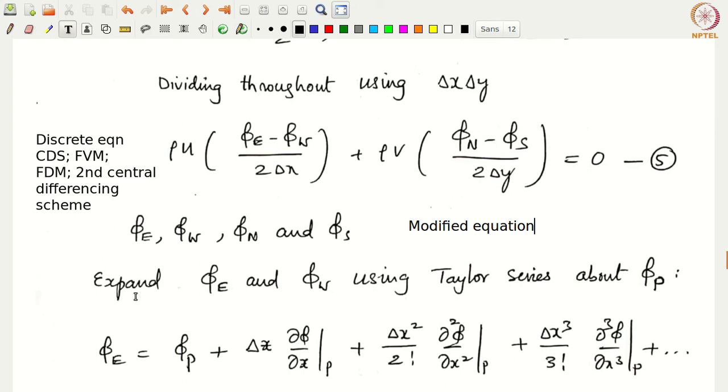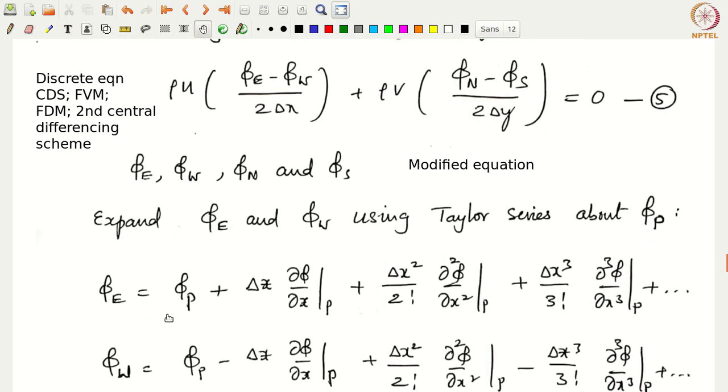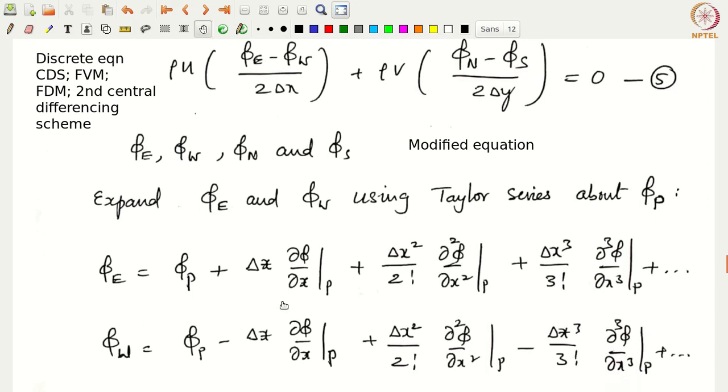So what is phi capital E? Phi E is at delta x from phi p. So phi E equals phi p plus delta x times partial phi partial x plus delta x square by 2 factorial partial square phi by partial x square plus delta x cube by 3 factorial partial cube phi by partial x cube, and so on. Similarly, phi W would be equal to phi p minus delta x times partial phi partial x plus delta x square by 2 factorial partial square phi by partial x square minus delta x cube by 3 factorial partial cube phi by partial x cube, and so on. Okay, so that's what we have written for this quantity.